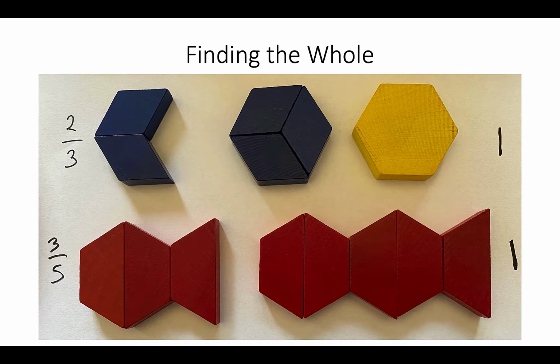We can reverse this process. If we're told that 2 parallelograms represent 2/3, then a whole would be 3 parallelograms, or a hexagon. If we're given 3 trapezoids and told that it is 3/5 of a whole, then a whole will be made up of 5 of those trapezoids.